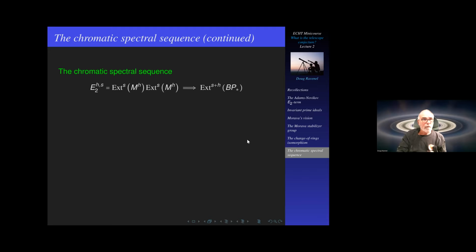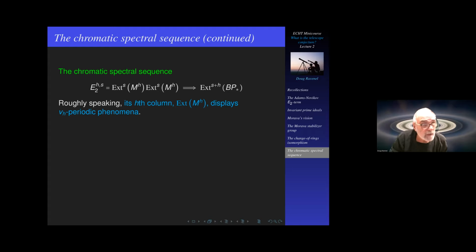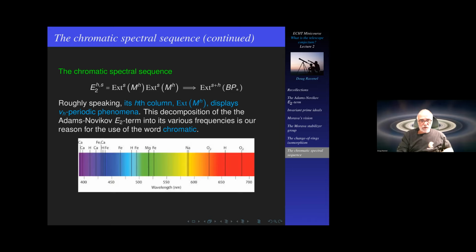So the H column of this chromatic spectral sequence, I see there's a typo here. The H column, the column where the first superscript over here is H, is going to describe v_H periodic phenomena in the Adams-Novikov E2 term. So this decomposition of the Adams-Novikov E2 term, we're decomposing it into its various frequencies. So this is like a spectrum in the astronomical sense of the term, and that is the reason for using the term chromatic.